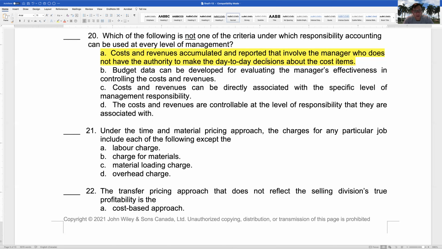So we want to make sure that we are receiving inputs from them. Budget data can be developed for evaluating effectiveness. Yeah, and the cost and revenue can be directly associated with the specific level of management. The costs and revenues are controllable, yeah. So B, C, D are correct. So the one that is not correct is A.